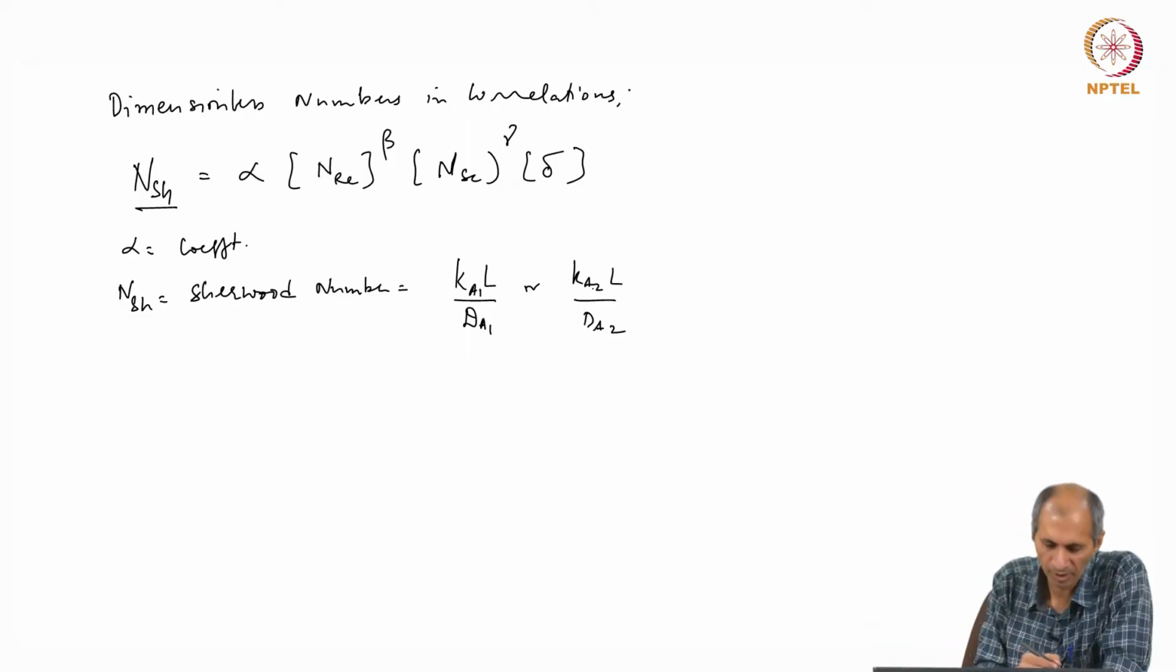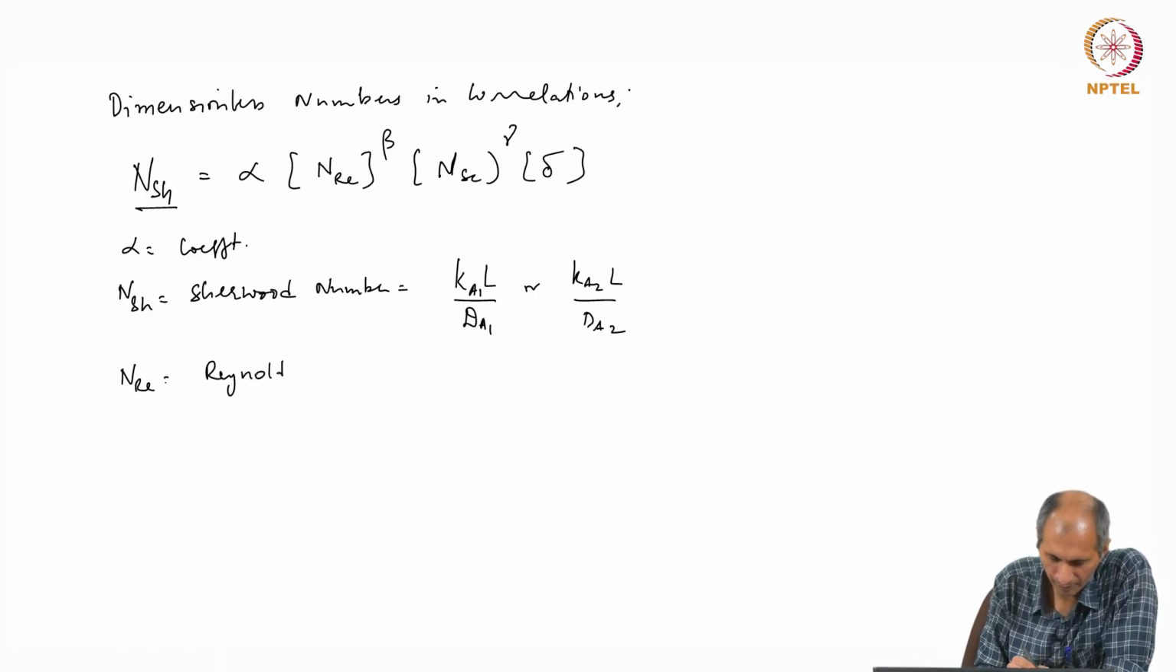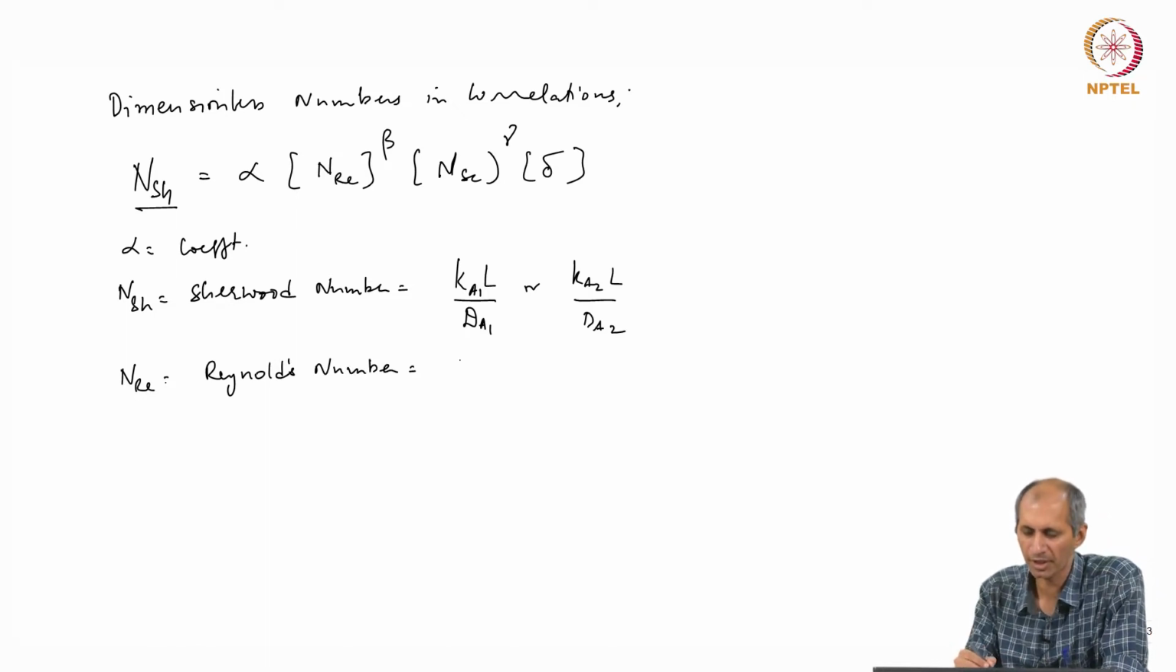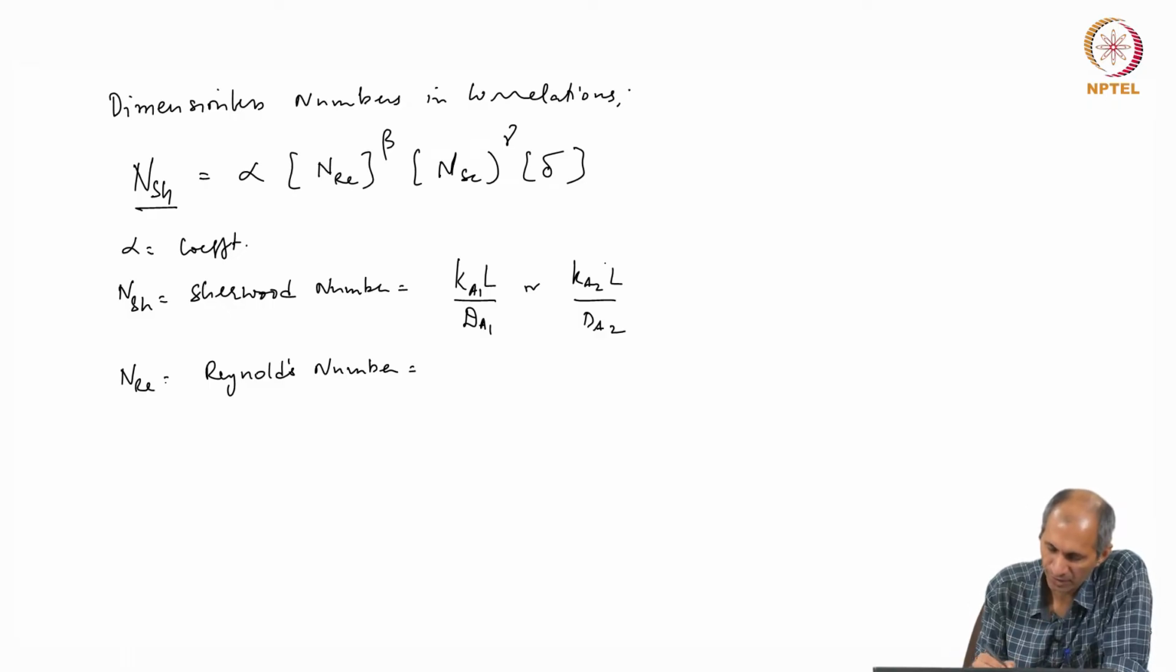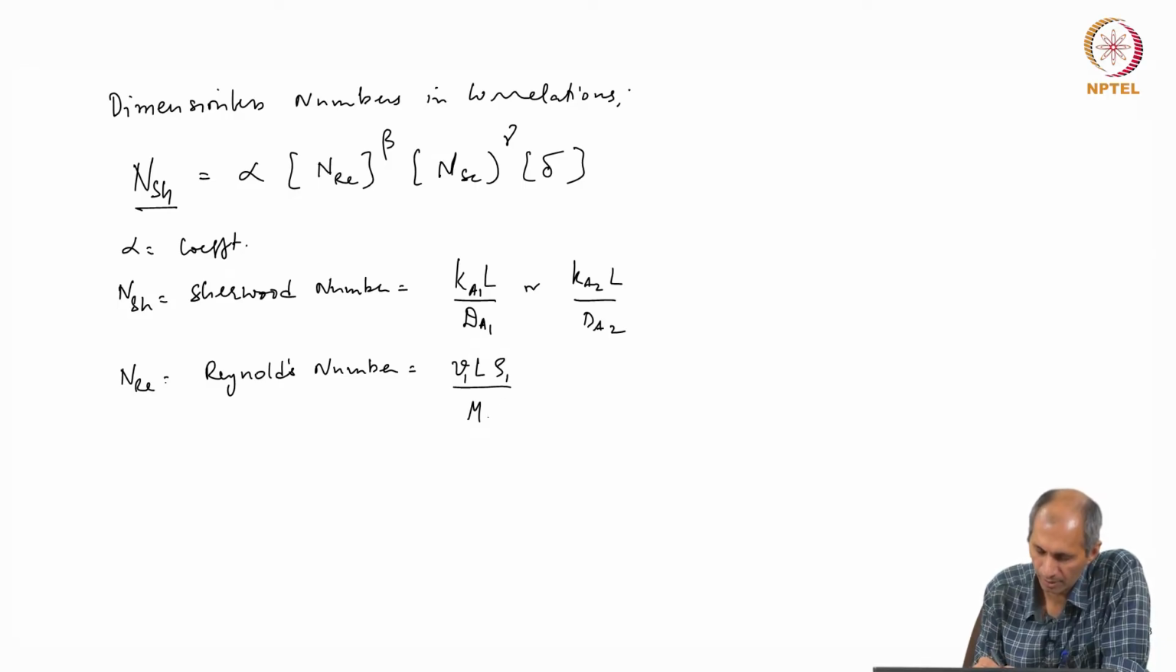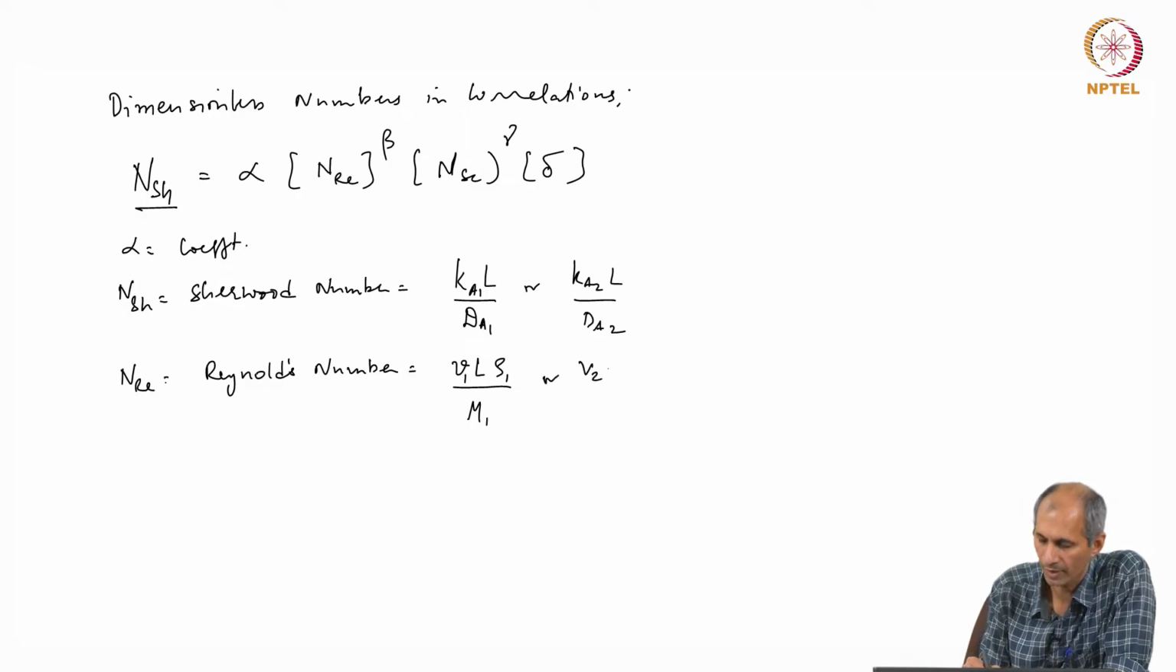So wherever you are doing this, the Reynolds number. Basically the Sherwood number is the ratio of the convective mass transport to the diffusion mass transport. So it gives you the ratio of the magnitudes of that. Reynolds number here again is defined as V L rho by mu. Depending on this it could be V1 rho 1 mu 1 or V2 rho 2 mu 2.